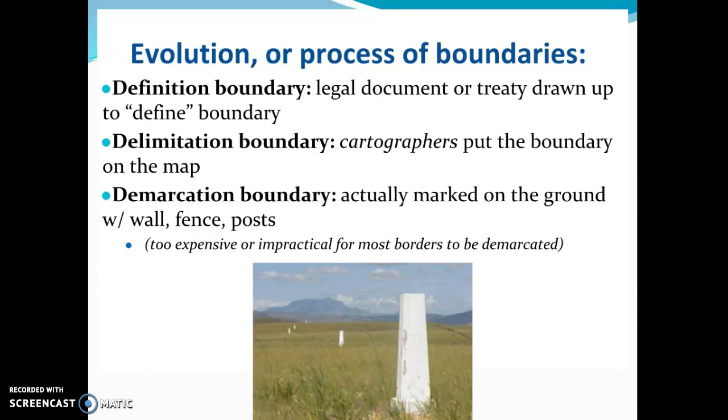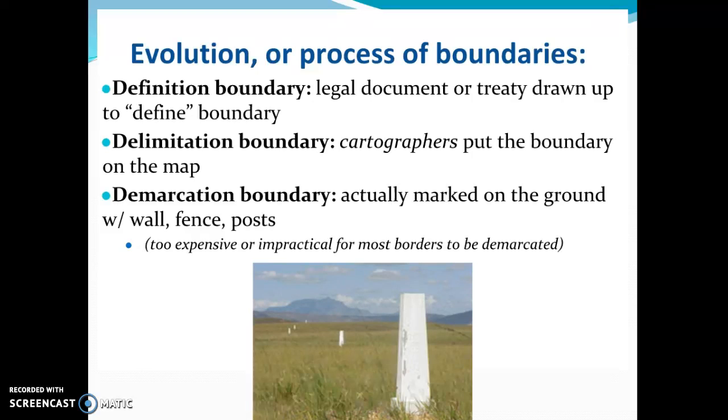This is actually a good example. These are just fence posts, or concrete posts, that are showing the border between the United States and Canada in some spots. Typically, a lot of countries do not have demarcated boundaries, particularly if they're fairly cooperative and have open movement and free movement of people between the countries.